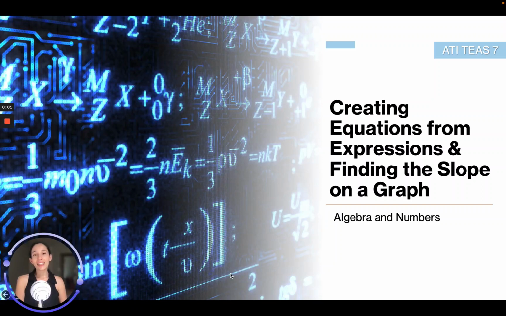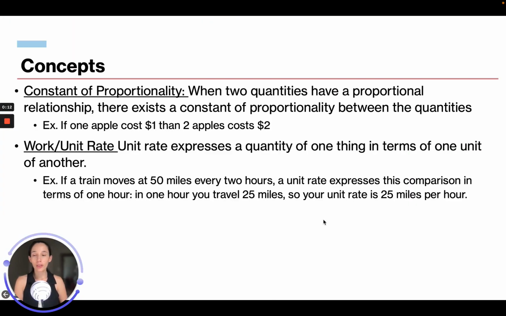Hello, and in this module we're going to be talking about creating equations from expressions and finding the slope on a graph. So there are some important concepts to know for this section. The first is constant of proportionality. This is when two quantities have a proportional relationship, so there exists a constant of proportionality between the quantities.